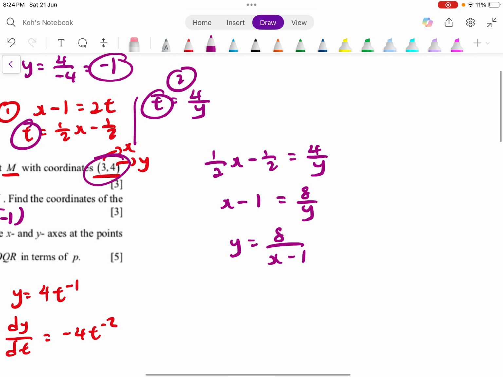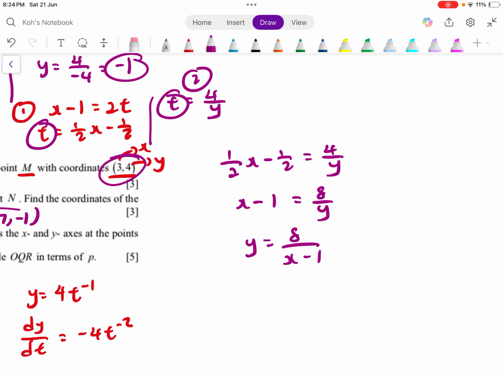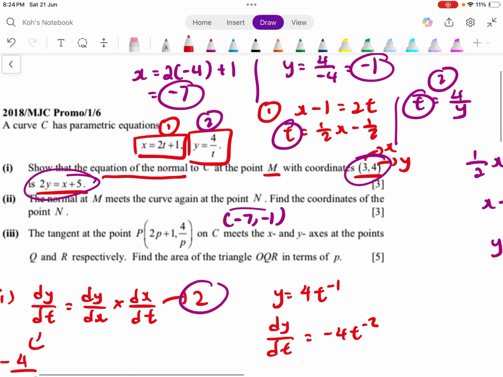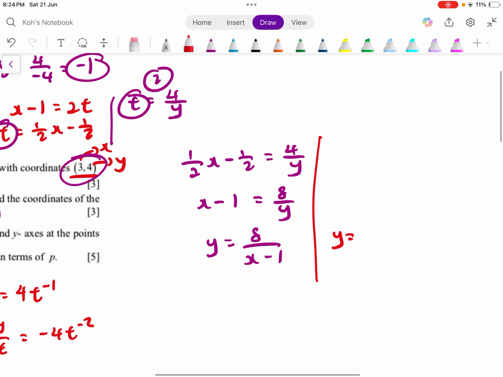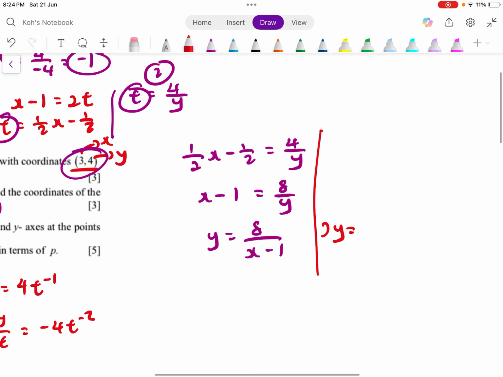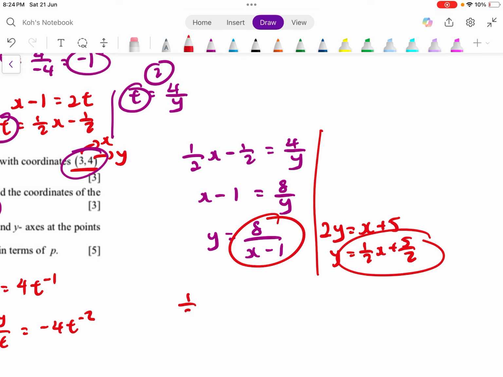So back to this, you can go back to something that we learned in secondary school, because in secondary school we always get the Cartesian. So our normal equation of the normal is, maybe I just use 2y equal to x plus 5. I just divide by 2: y equal to half x plus 5 over 2. Then you sub them together and you will still get the same result. So half x plus 5 over 2 is equal to 8 over x minus 1.